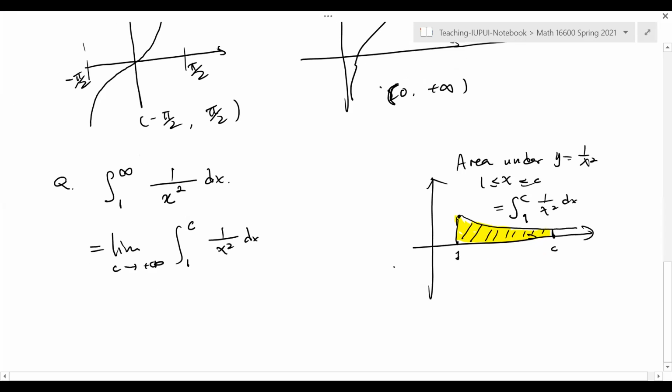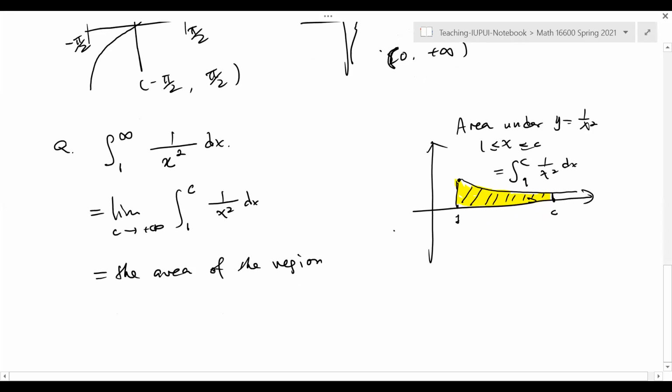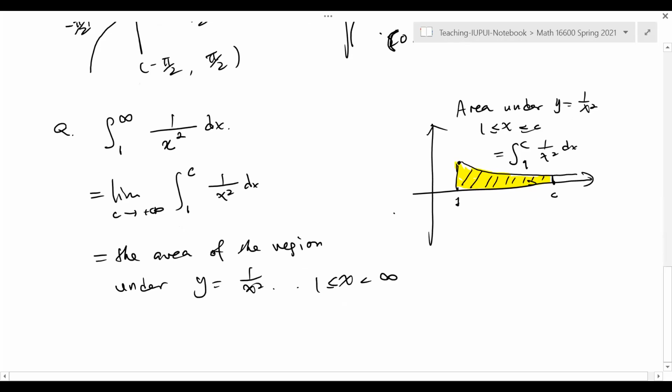So the limit as c approaches infinity can be viewed as the area of the region. This region is unbounded, under y equals 1 over x squared, with x between 1 and infinity. So in an unbounded region, you can still talk about the area. We view that as the limit of the area of the bounded region. You cannot say, oh, because it's infinity, you cannot talk about the area.